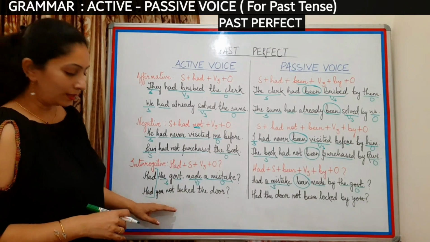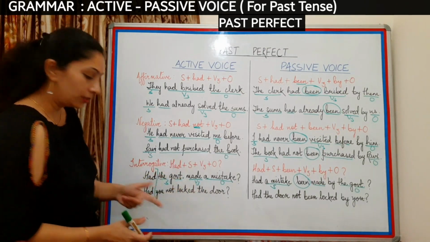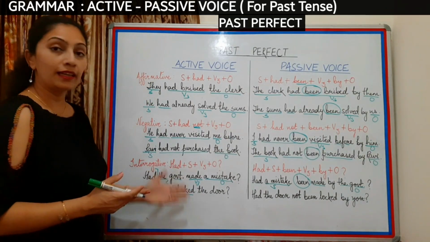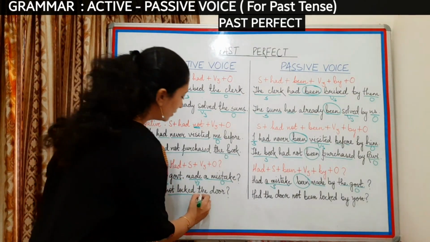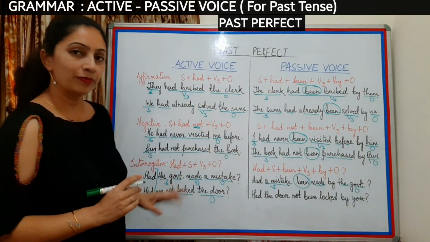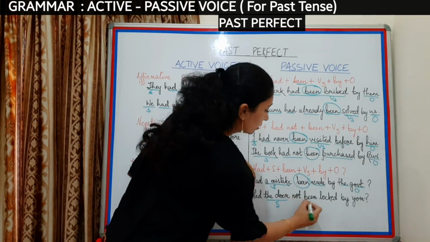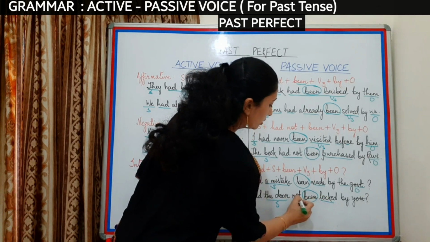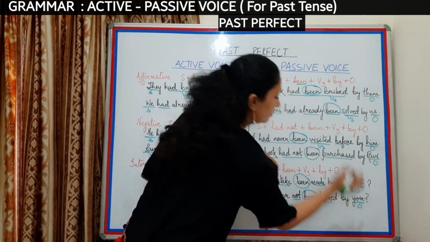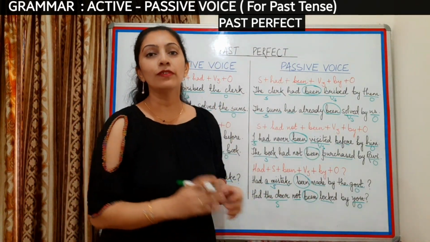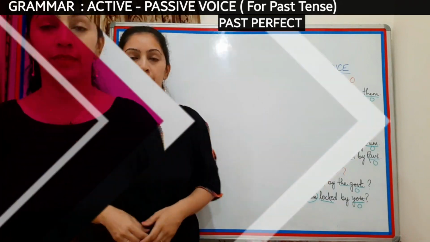Now let's do the last one. Had you not locked the door? So you here again is subject, not locked. It's negative interrogative. The door is object. Let's do it. Had the door not been locked by you? So that's how we change active into passive in past tenses.